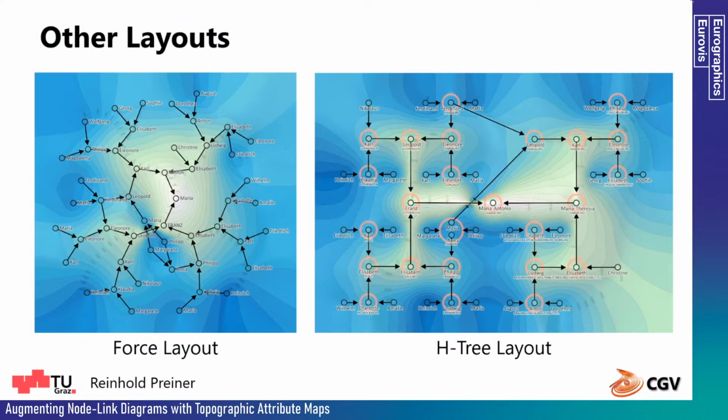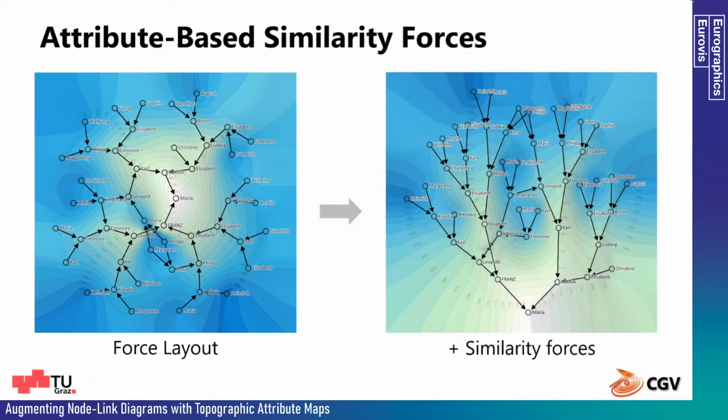Finally, I want to note that our method is applicable to other graph layouts as well. So here we see, for example, two TAMs of the family tree of Marie Antoinette, once using a forced layout and once as an H tree. And in the paper we also show how we can modify forced layouts to gradually obtain a more attribute-ordered layout. For this and for other extensions, as well as a report on a user study, please have a look into our paper. Thanks for watching.